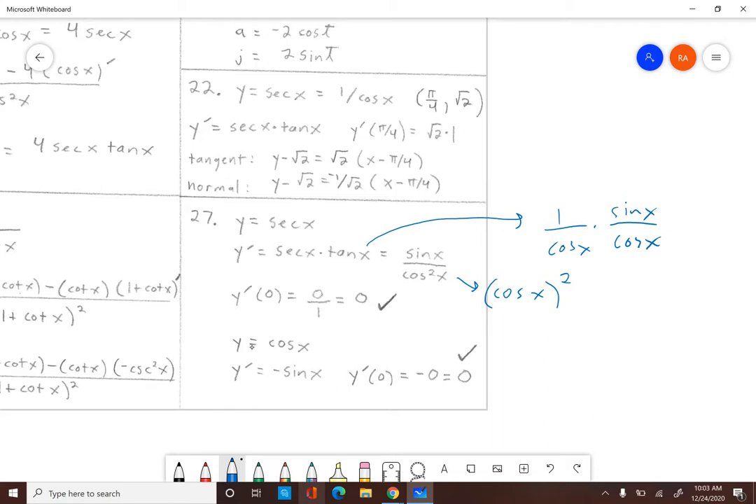Okay, so the derivative of cosine is negative sine. If I put 0 into this function here, negative sine of 0 is equal to 0. So both of these functions, the secant and the cosine, have horizontal tangents. Again, horizontal tangent lines means the slope of the tangent line equals 0 at x equals 0.